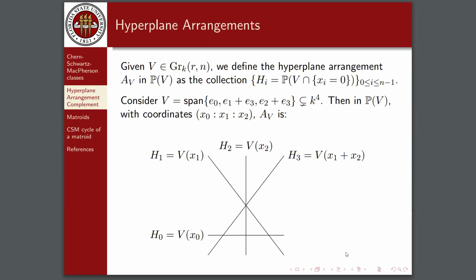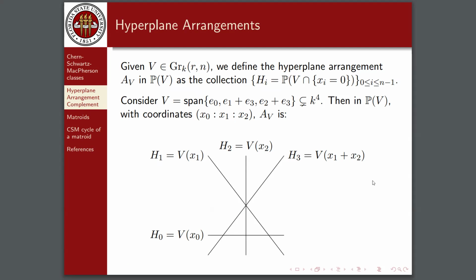Hyperplane arrangements. If you give me an r-dimensional vector subspace of K^n, we can define a hyperplane arrangement associated to this vector space choice by intersecting the coordinate hyperplanes in K^n with your choice of vector space and then projectivizing. So here's a specific example. This is the example I will be using, and we can even write down the equations for the corresponding hyperplanes or lines in this case.